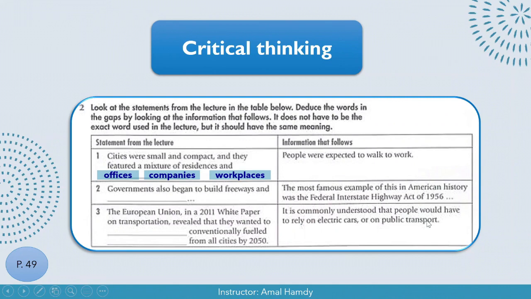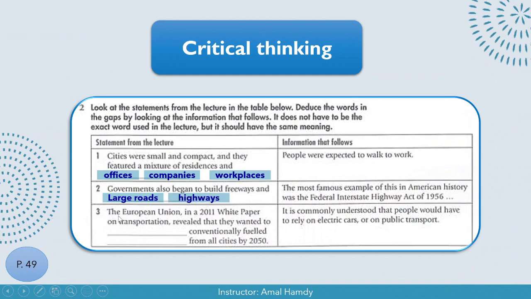Then we have number two, governments also began to build freeways and then he left a space. The information that follows is the most famous example of this in American history was the Federal Interstate Highway Act of 1956. So they began to build freeways and other kind of ways or other kind of roads. And he mentioned the Federal Interstate Highway Act. So we can deduce that the word is either highways or large roads.